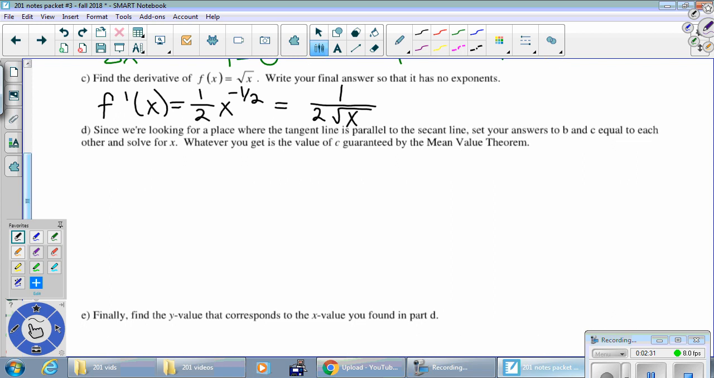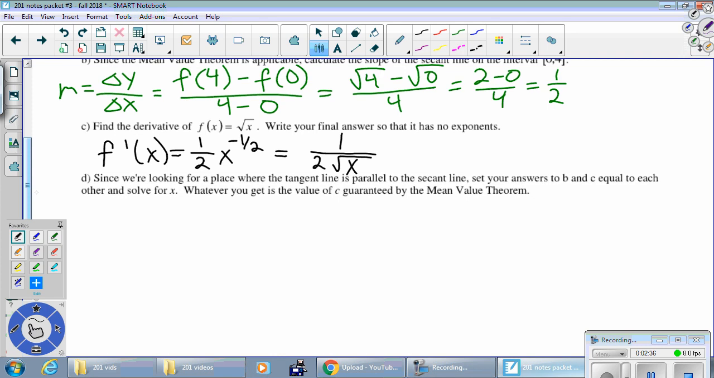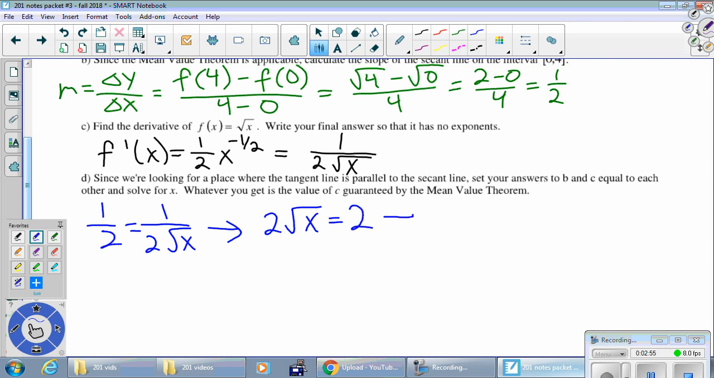Okay, and then what we're looking to do here is set the answers to b and c equal to each other. So it was a half and 1 over 2 root x. And we're going to solve for x, and whatever we get for x is the magic c that was guaranteed by the mean value theorem. So let's go ahead and cross multiply here. 2 root x equals 2. Root x equals 1 by dividing by 2. And then square both sides, and we just get x equals 1. So that's the value of c.